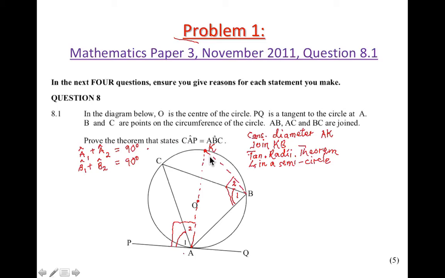Look at this. Do you remember the bow tie story? The story of the bow tie I showed you earlier, or the butterfly. So we can now say that angle C is equal to angle K. And for this one, the reason will be what? Angles in the same segment.